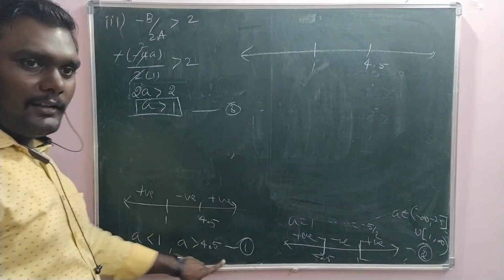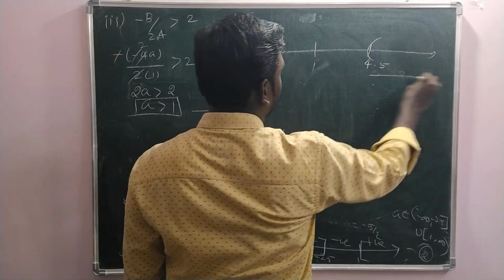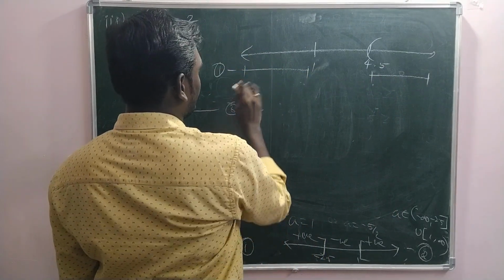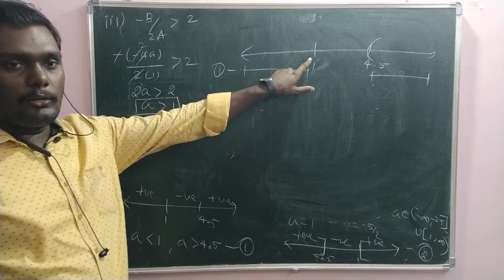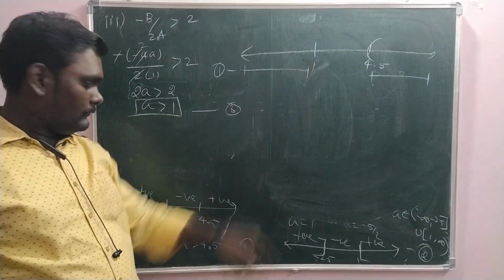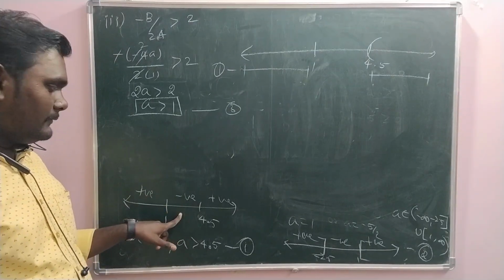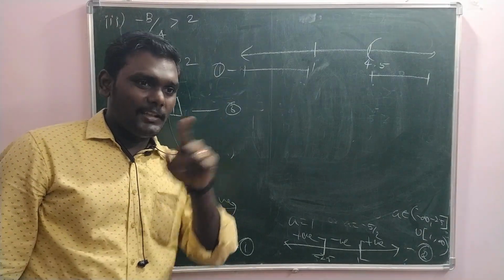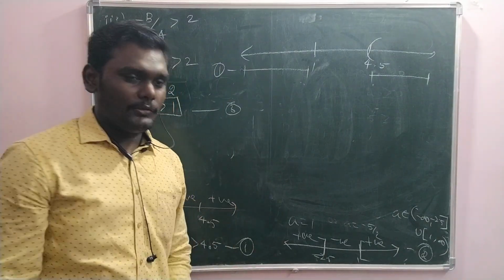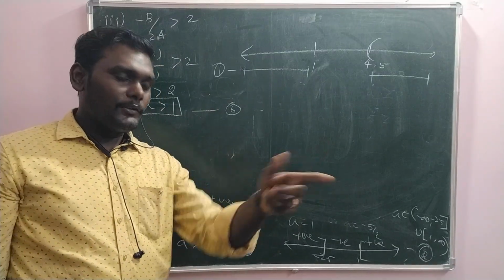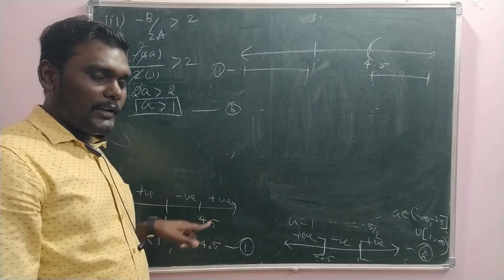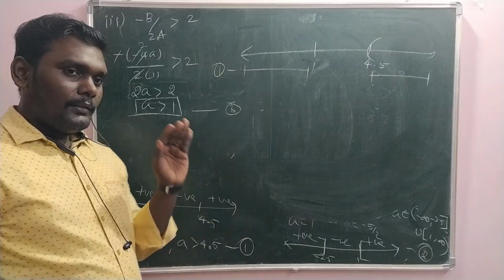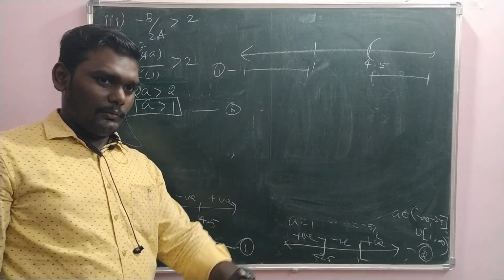Like an open interval, right? Greater than 4.5, this interval. And this interval is for 1, man. It is not included, because it is strictly greater than 0. Look at the first condition, a into f of k greater than 0 only we kept. It is not greater than or equal to 0. If they say greater than or equal to 0, we should include this point also, because at these points it will become 0. Strictly greater than 0 is not allowed.